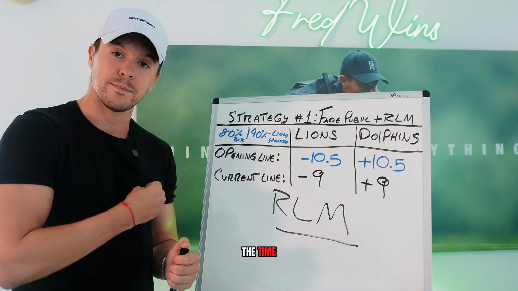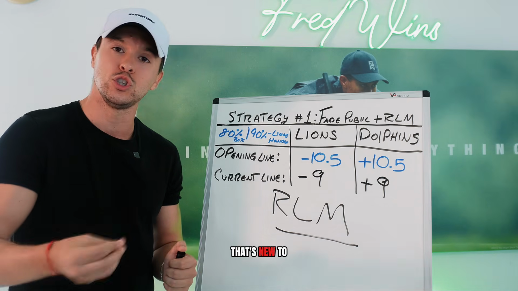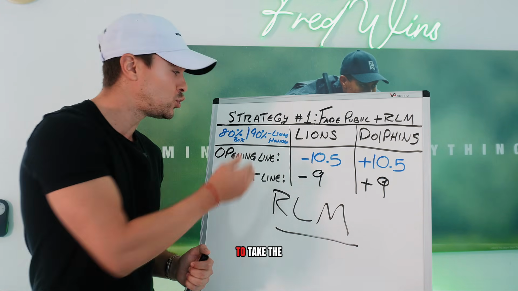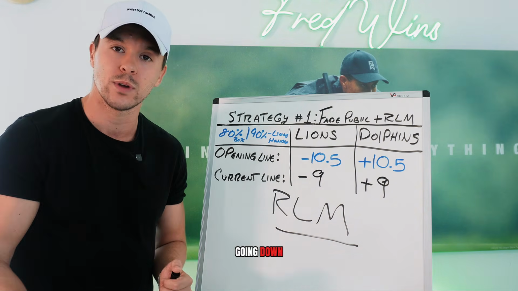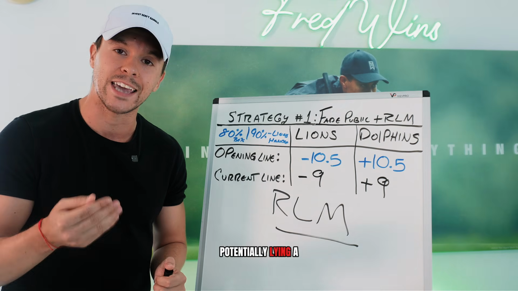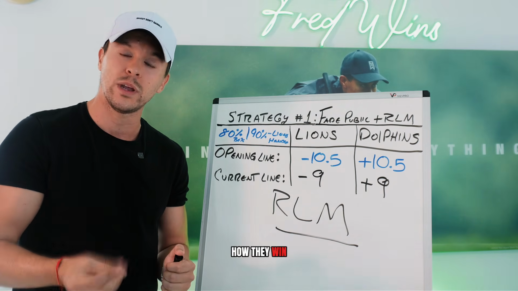A lot of the time, as a public bettor or somebody that's new to the game, you see the line going down and you find it more appealing to take the Lions because now it's going down, fewer points for you to cover. But that is where Vegas is potentially laying a trap, and that is how they win long term.